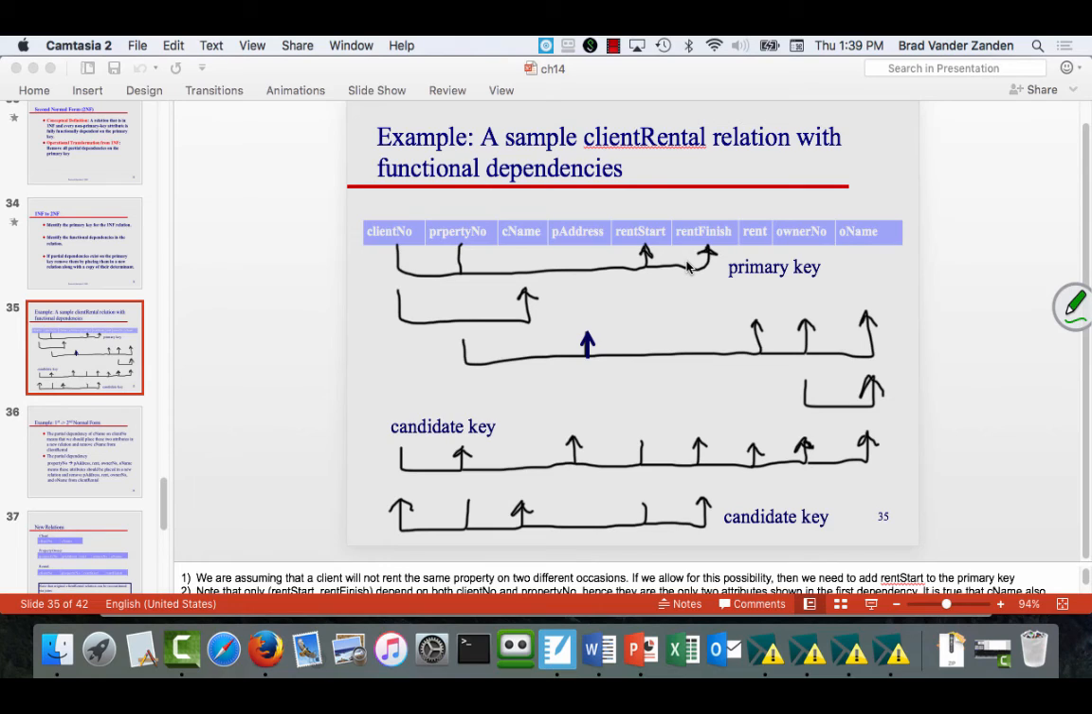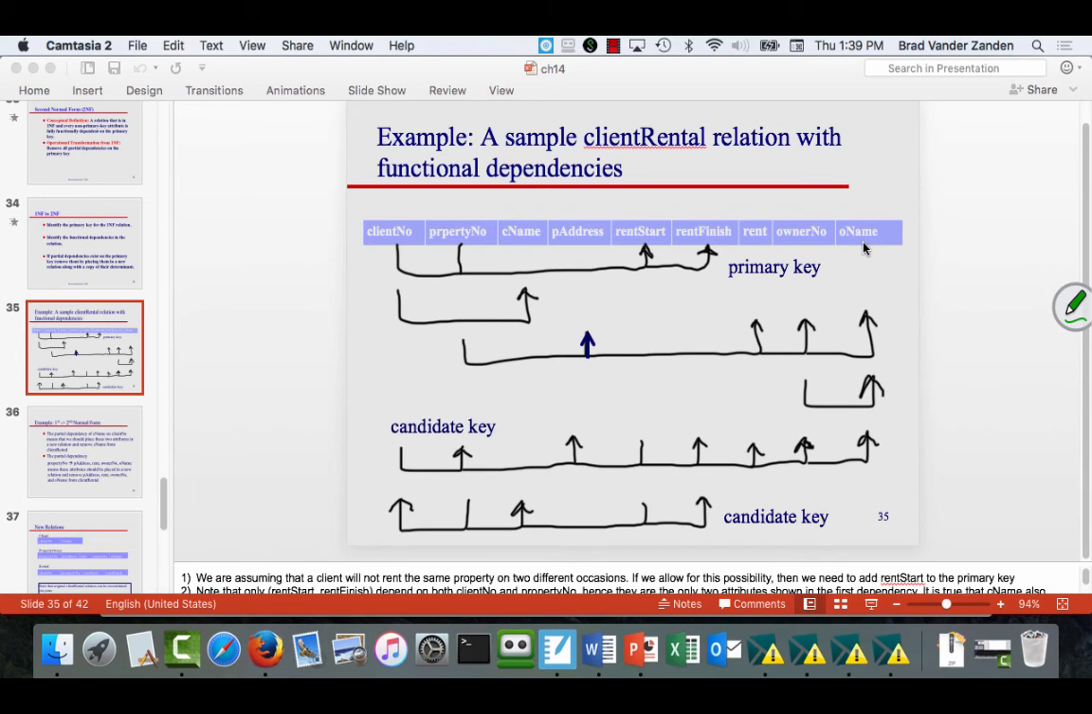So we're going to assume that no client rents the same property twice. We're going to assume that given a client and a property, that uniquely determines the starting rent and finish. Well, if we think about it, these two attributes also uniquely determine the client name, the property address, the rent, the owner number, and the owner name.